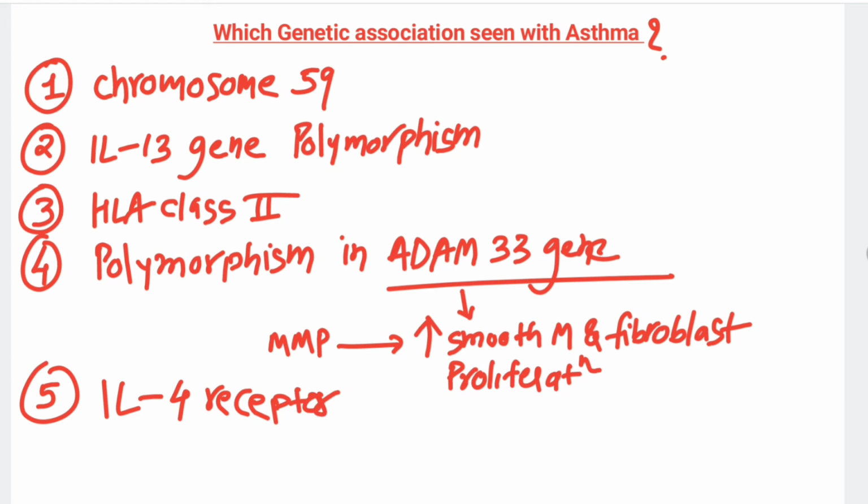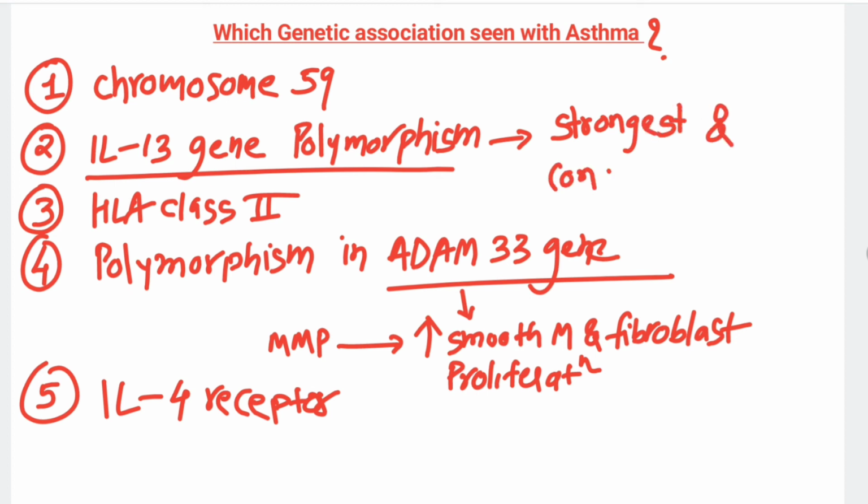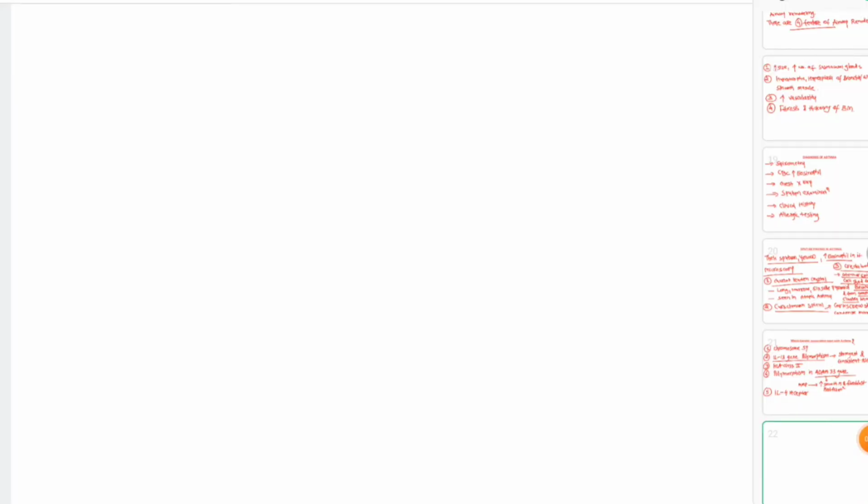Now one important question is that interleukin 13 gene polymorphism has the strongest and consistently seen association with asthma. So that's an important MCQ. It's the most important genetic association: chromosome 5q and interleukin 13 gene polymorphism.